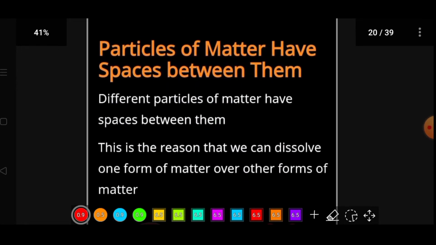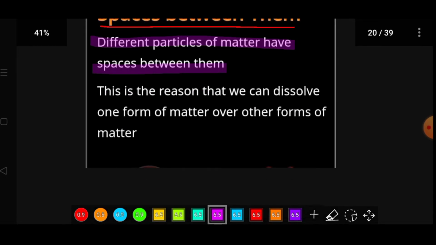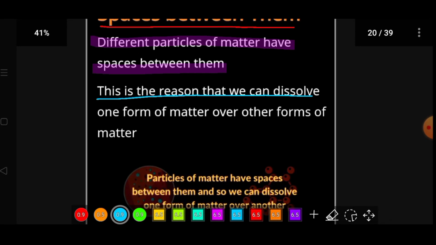Particles of matter have space between them. Different particles of matter have space between them. This is the reason that we can dissolve one form of matter in another form of matter.